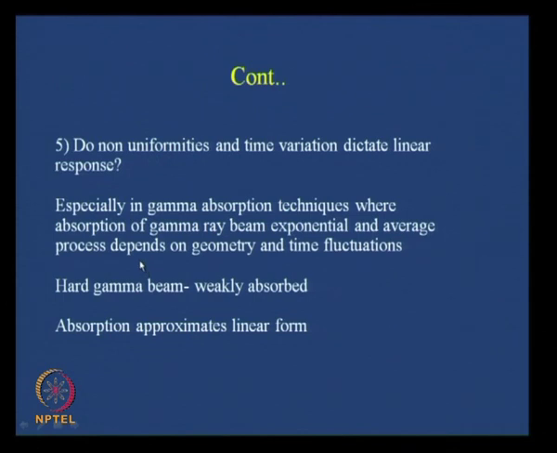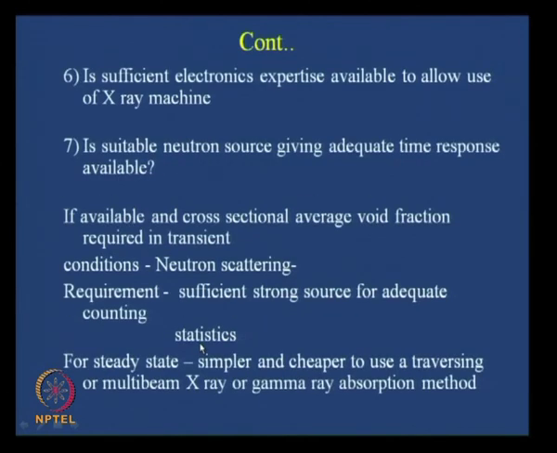Remember this. Another point: if there are time variations and non-uniformities in the flow, usually we would like to have a linear response, as I was telling. In slug flow, etc., if the response is not linear, it is a problem. So, for a linear response, what do you have to do? If it is a radiation attenuation technique, the only thing is to use a hard gamma source, as I have said, which is weakly absorbed. When it is weakly absorbed, naturally absorption approximates the linear form. This is the only thing that can be used under this particular condition.